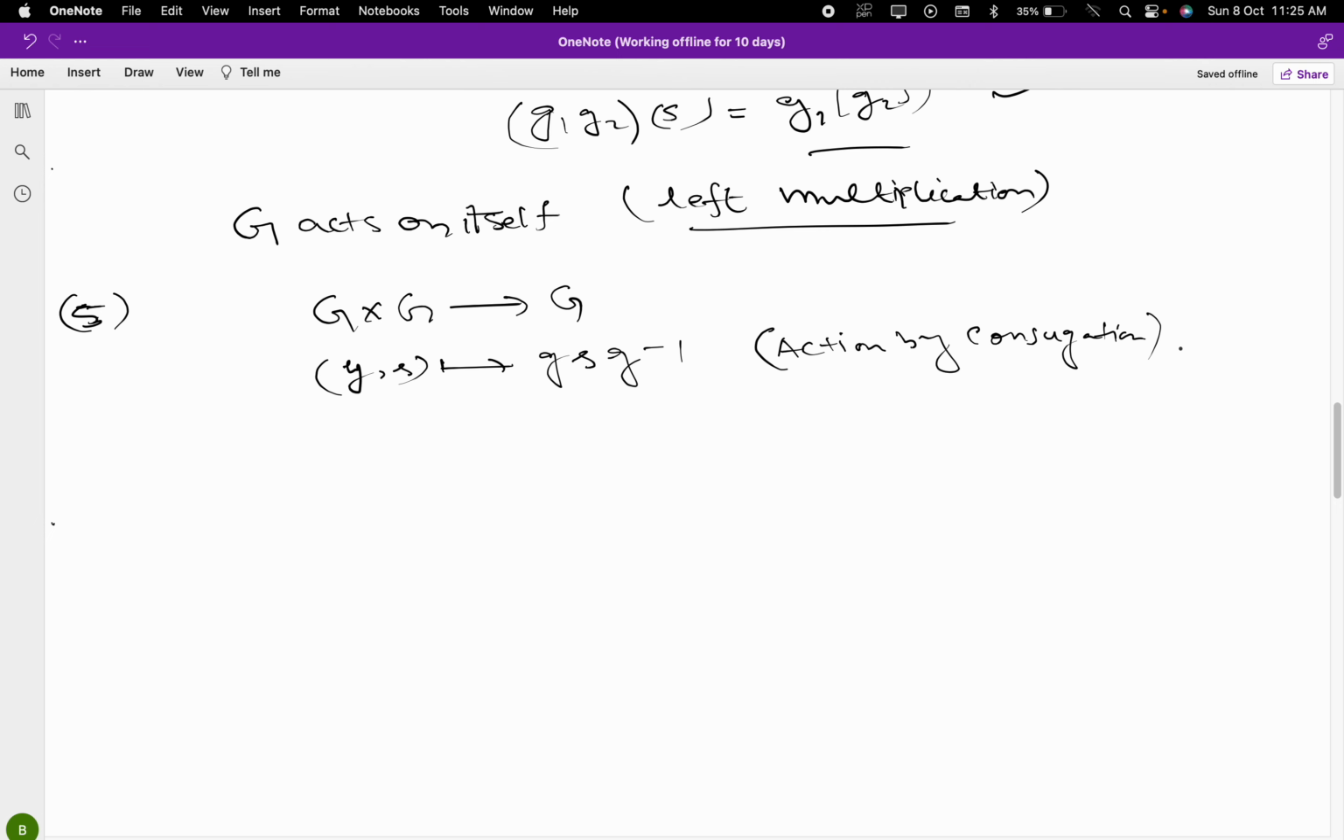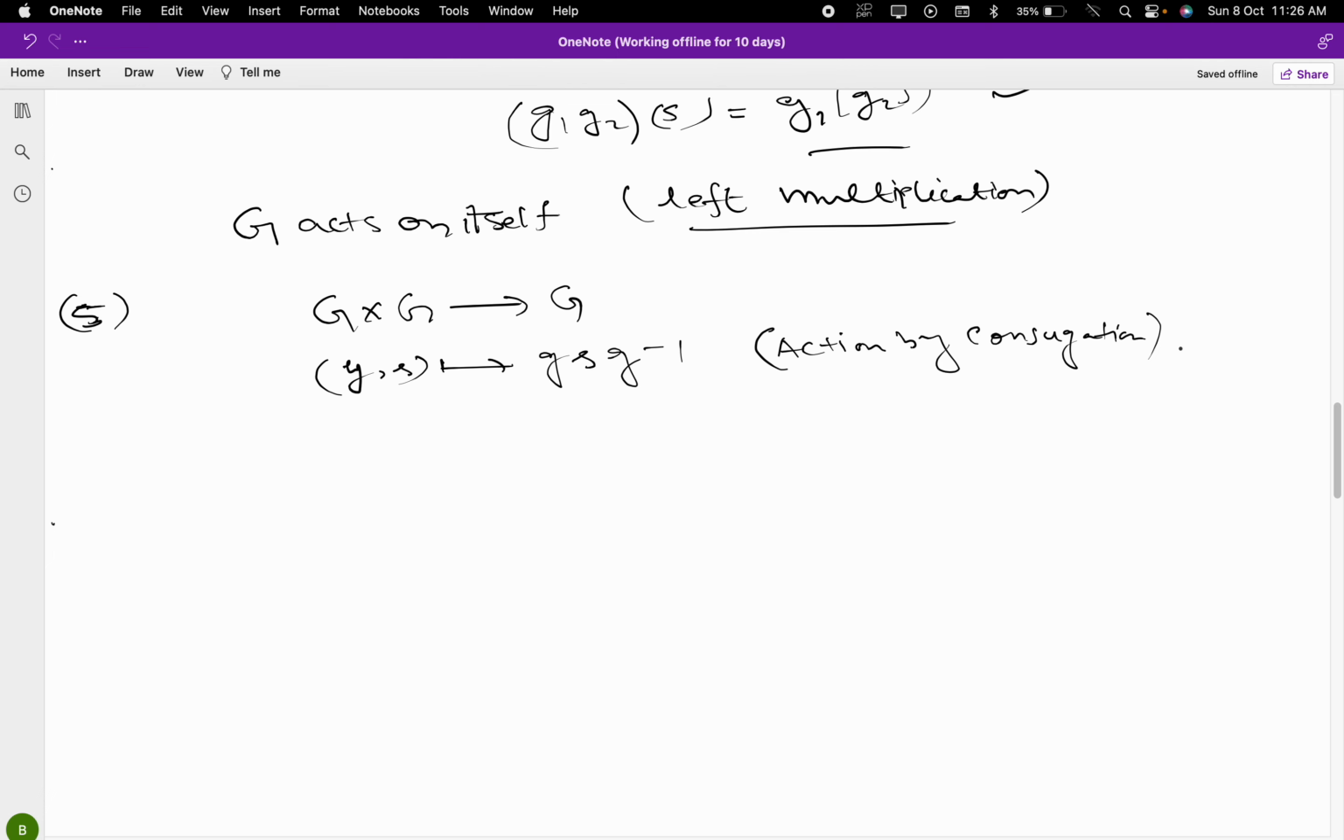Do you know this map is a well-defined map? This question I am leaving to you. This is a conjugation relation, and this relation is an equivalence relation. Do you know? So this is a very interesting action, right? Further we will study this action. And this action is called action by conjugation. You take any element G and any element S of G, and you operate as G S G inverse. This is also an element of G.